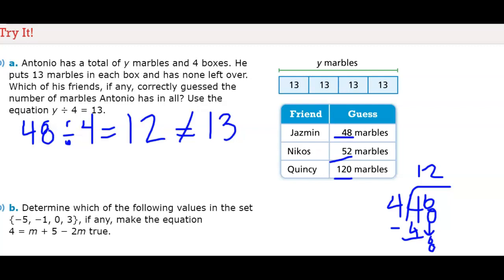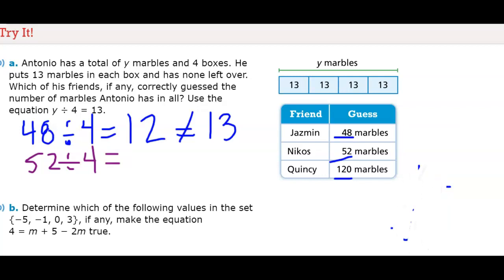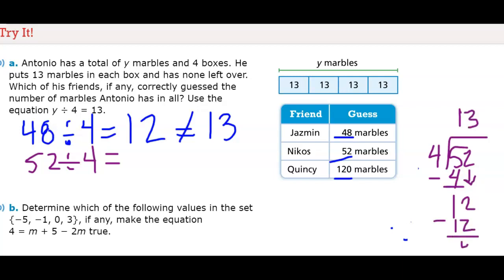Next is 52. So I'll do it in a different color. 52 divided by 4 is equal to, we'll do 52 divided by 4. 4 goes into 5 one time. It equals 4. 5 minus 4 is 1. Bring down the 2. 4 goes into 12 three times, 12 evenly. So it equals 13. Does that equal 13? Yes, it does.